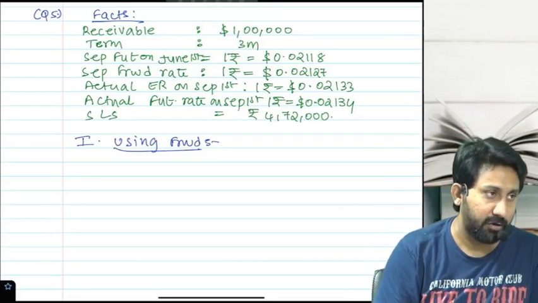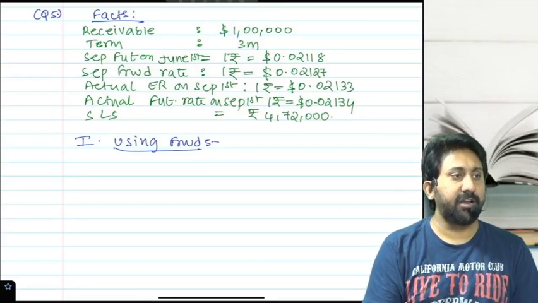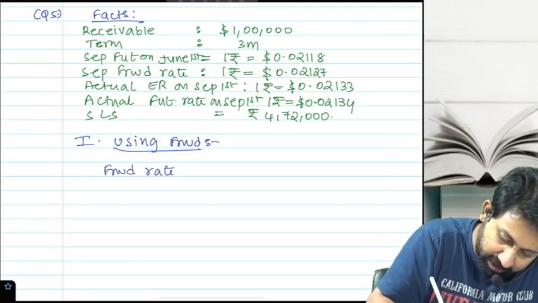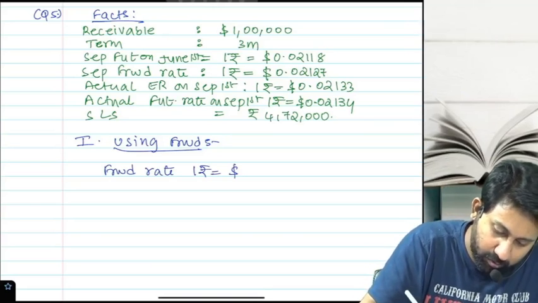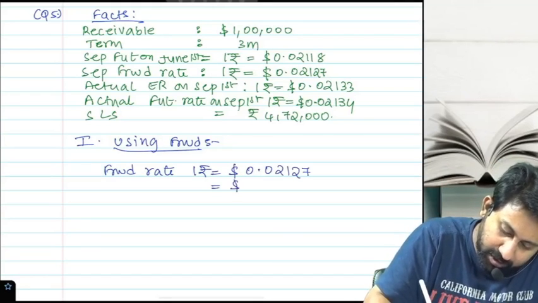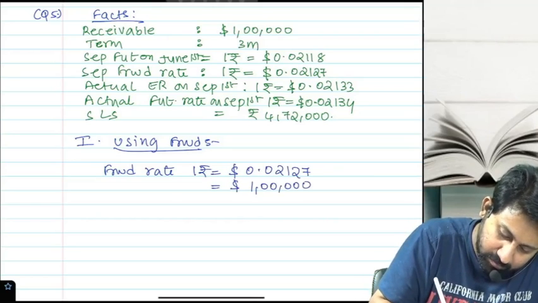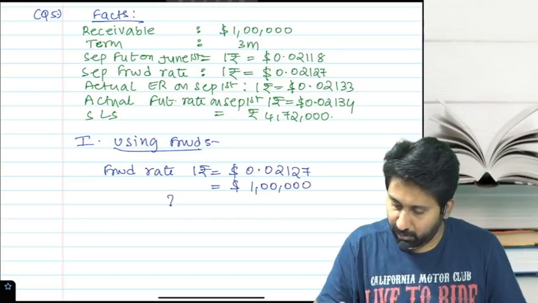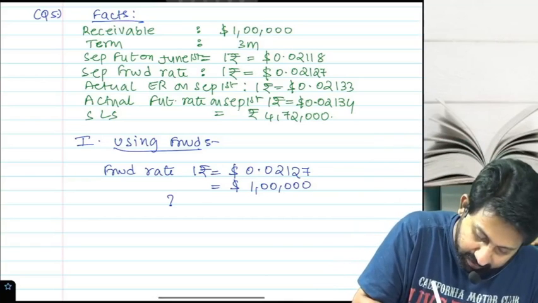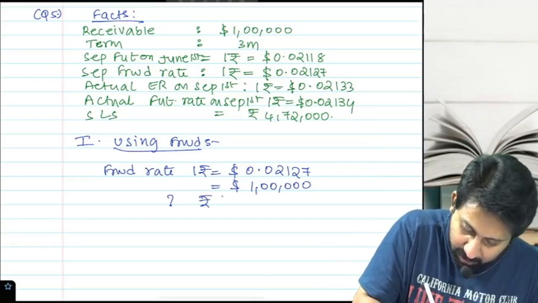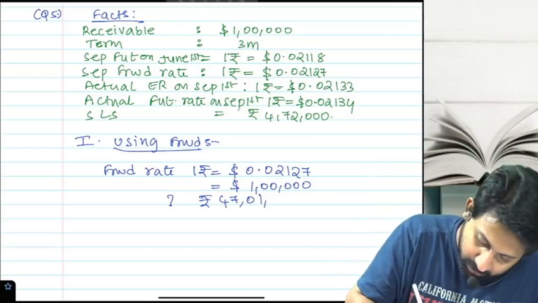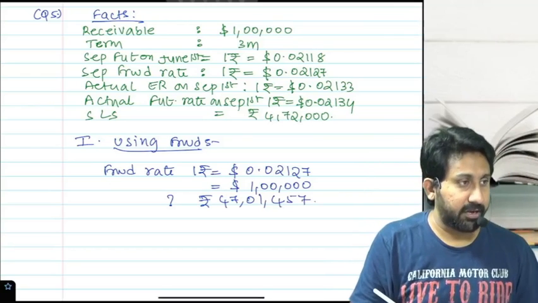First, using forward. Let us first use forward hedging as a strategy. Forward rate, 1 rupee equal to dollar 0.02127. How many dollars do I have to receive? 1 lakh. So how much will I receive? 1 lakh divided by 0.02127. I will receive rupees 47 lakh 1457 if I receive using forward.